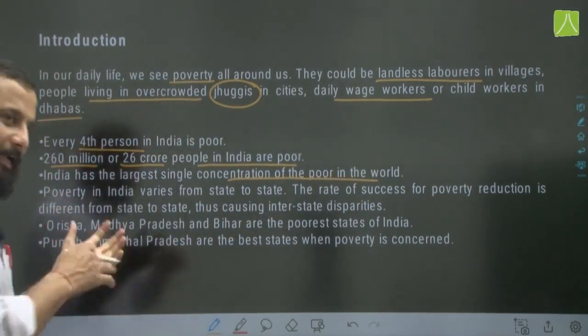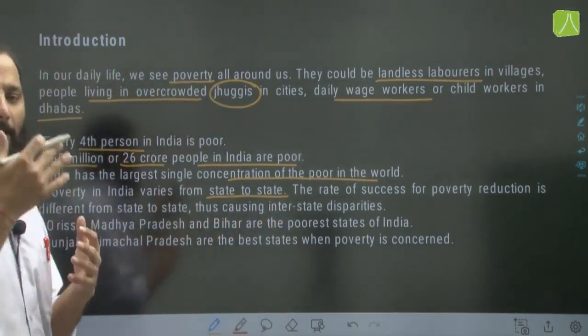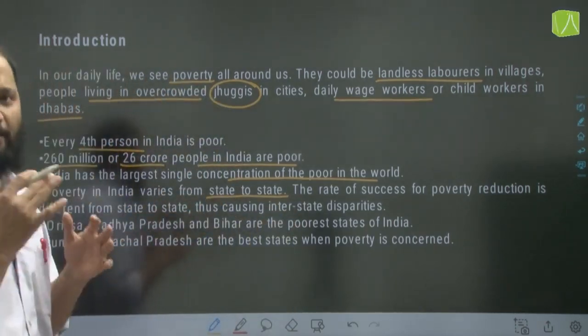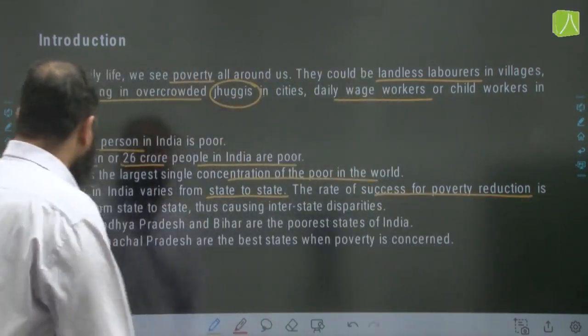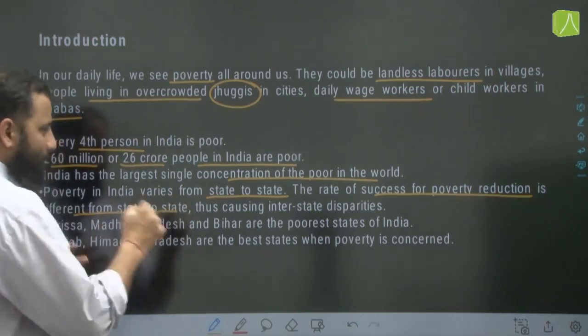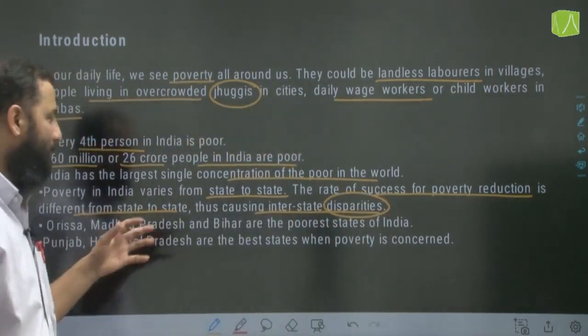Poverty in India varies from state to state. Again, हर स्टेट में अलग poverty levels हैं. कुछ स्टेट्स में poverty levels काफी ज्यादा है और कई स्टेट्स में ये कम है. The rate of success for poverty reduction is different again from state to state, thus causing interstate disparities. That is, interstate differences भी हमें यहाँ पे देखने को मिलते हैं.